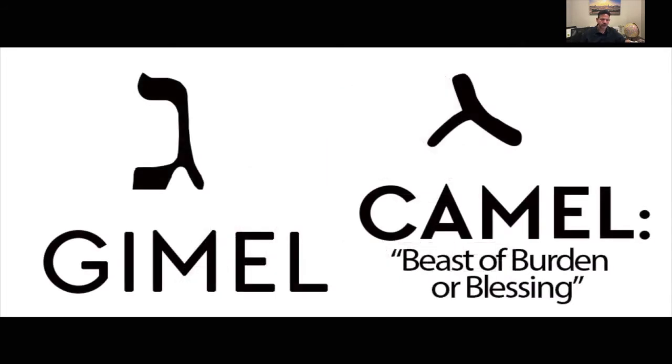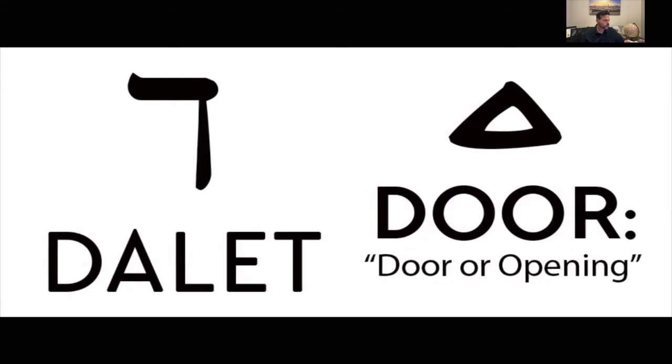But you can see how Gimel is really the origin of camel. The G sound in the Semitic tongue became a K sound to make camel, and this is the picture of the Gimel. Now, the form that you see on the left is the modern form. On the right is more the ancient Paleo-Hebrew form. Dalet is a door, which was more of a triangular shape of a tent door.